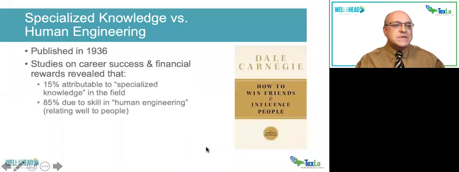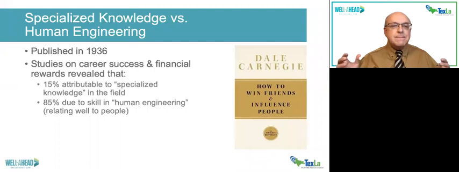Another thing I wanted to bring up is kind of old news too: specialized knowledge versus human engineering, so to speak. When How to Win Friends and Influence People was published back in 1936, they even showed that 15% of success was based on your specialized knowledge, and 85% was the skill of human connection with people, which really drove people's decisions to do business with other people, okay?